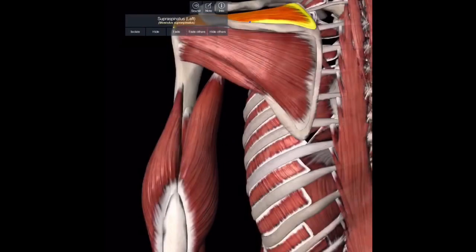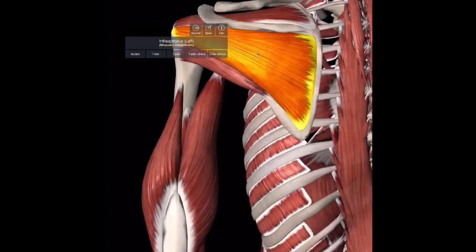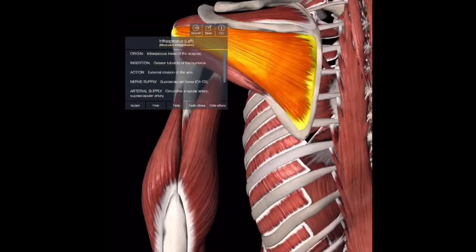Up next, we have the infraspinatus. The origin, the infraspinatus fossa of the scapula. The insertion, the greater tubercle of the humerus. The action, external rotation of the arm. The nerve supply, the suprascapular nerve between C4 and C6. The arterial supply, the circumflex scapular artery or the suprascapular artery.